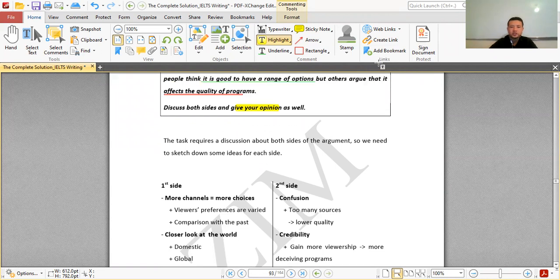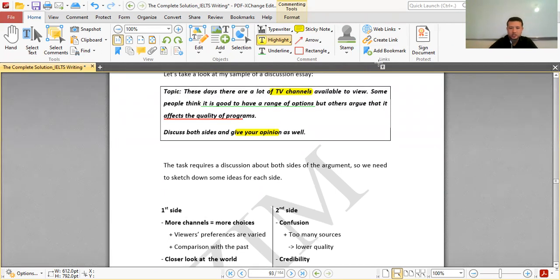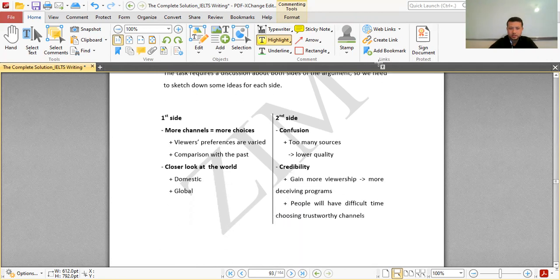I mean the first side, for example, having lots of TV channels is good. So you have to find some ideas, two ideas, guys. The first idea is that having more channels means more choice, and you have to give an explanation, for example, preference. The next one is a comparison with the past. The next topic is a closer look at the world, domestic and global. Domestic means local problems, and the global issues. These are two kinds of ideas plus explanations.